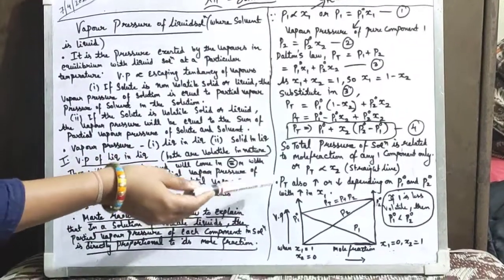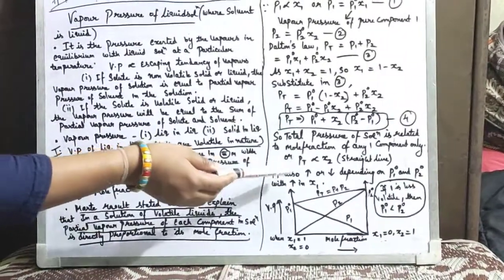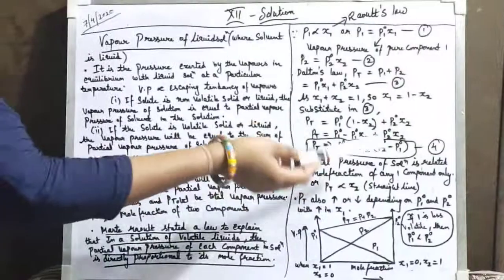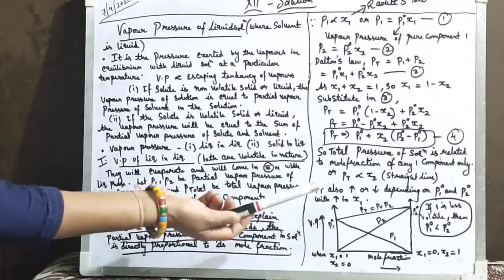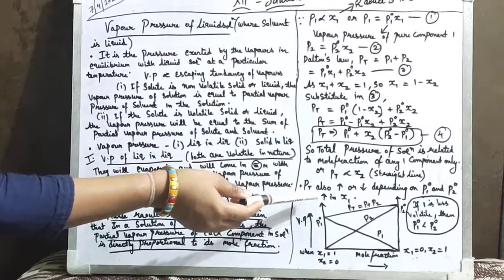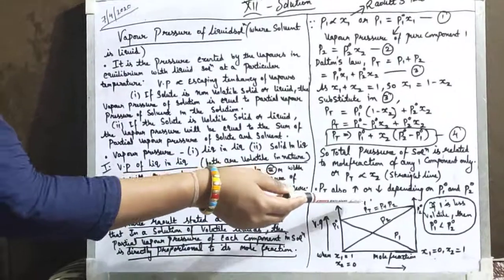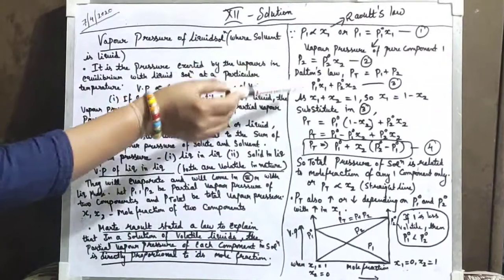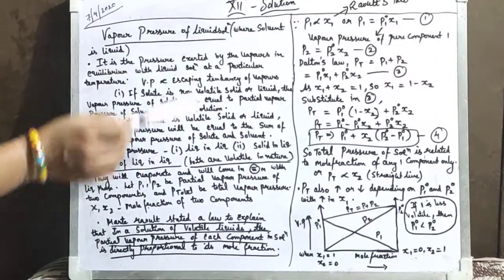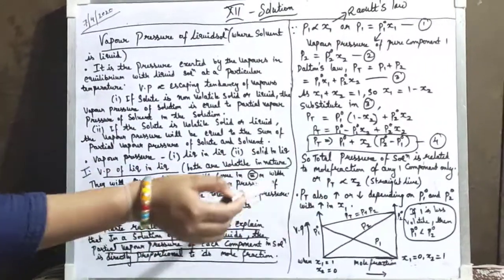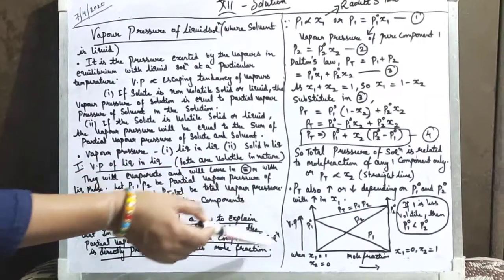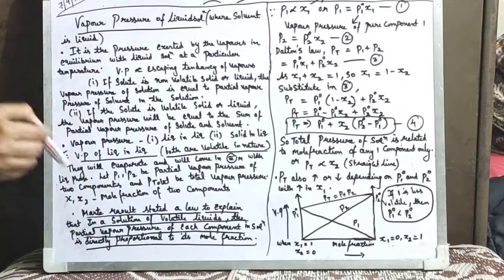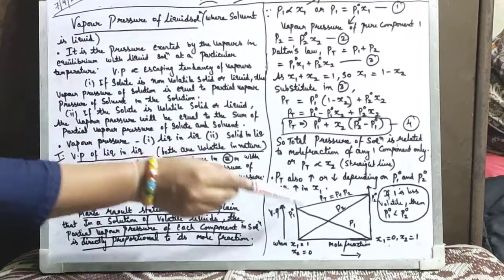So P total, that is the total vapor pressure, may increase or decrease depending on P1 naught, the vapor pressure of the component in the pure state, and that of the second component as well, with an increase in the mole fraction of the first component. So basically you can get P total depending on the values of the pure components in their original state, right? Now this graph which I have plotted is very important and will be asked in the examination, but before that you need to apply all the concepts you have heard right now onto this graph.